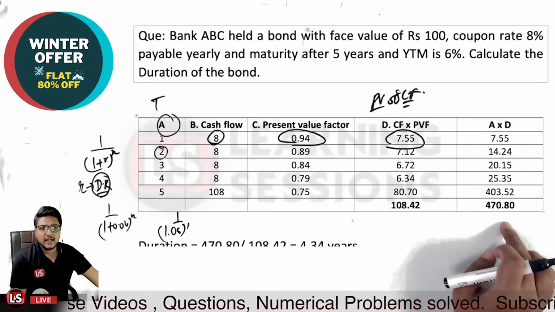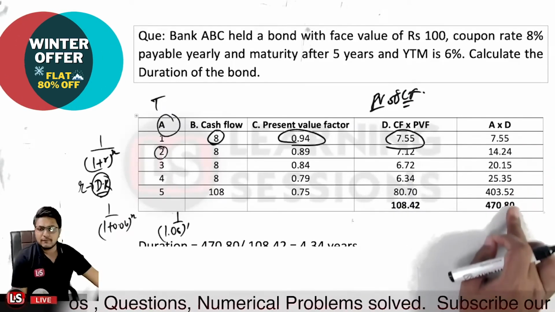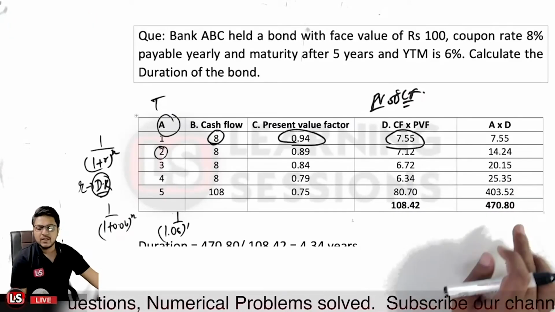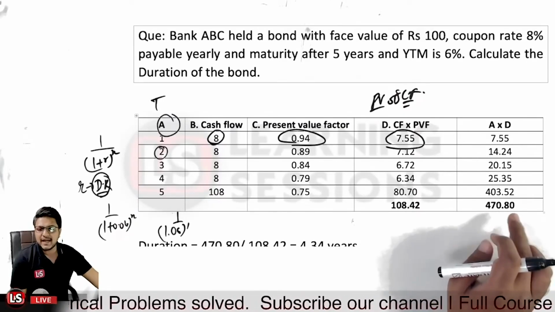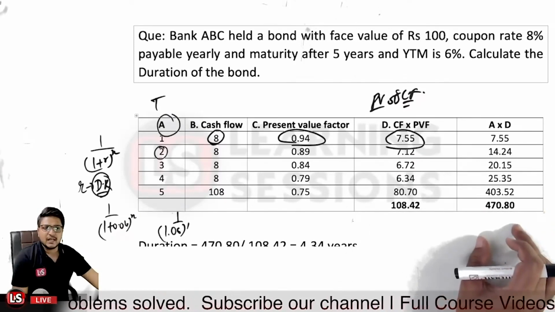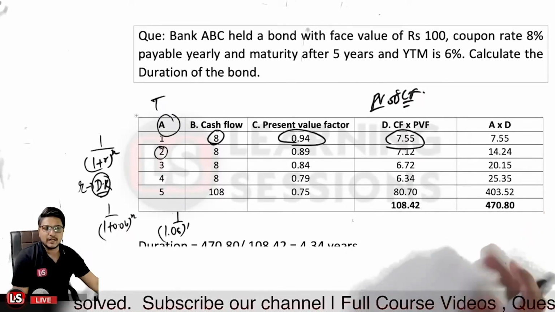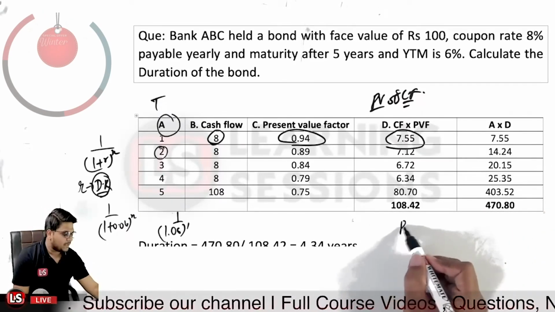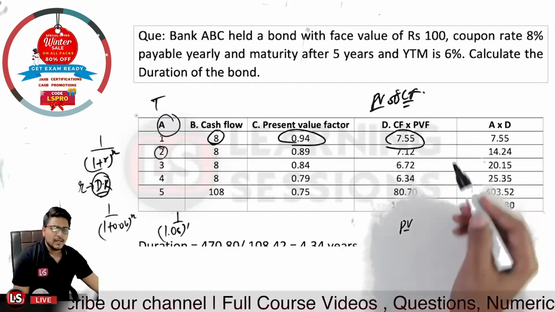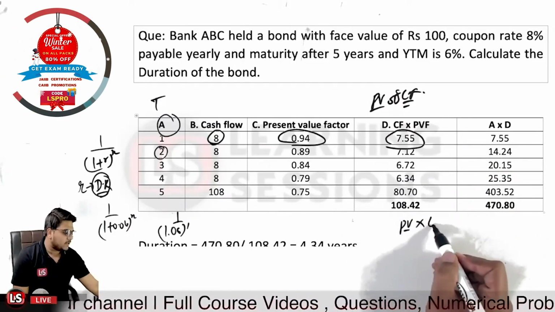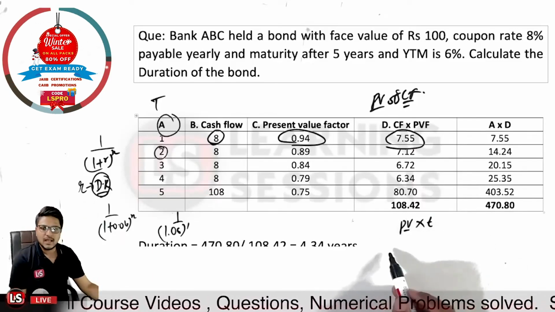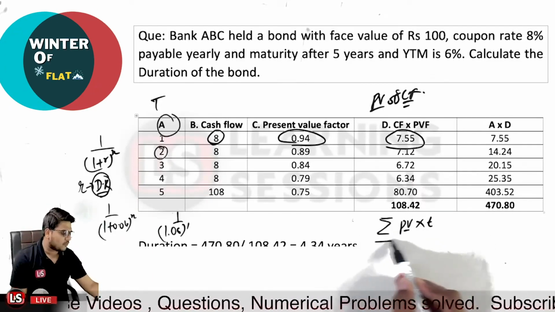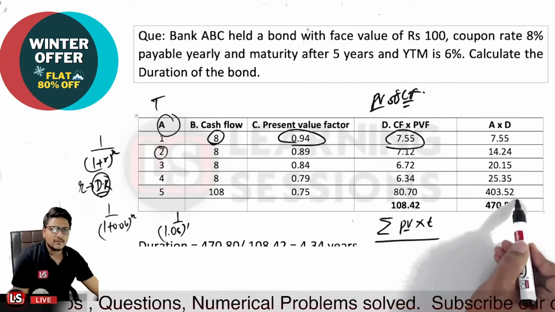We have different values for the different rows, and in the last column we added up all these values, and we are left with 470.80. What does that signify? It is the present value of the inflow multiplied with the time factor, and adding them all up, the summation of all these. That is the value over here.